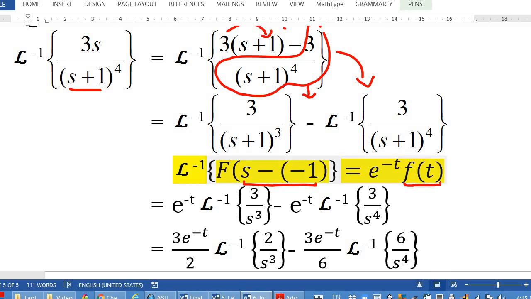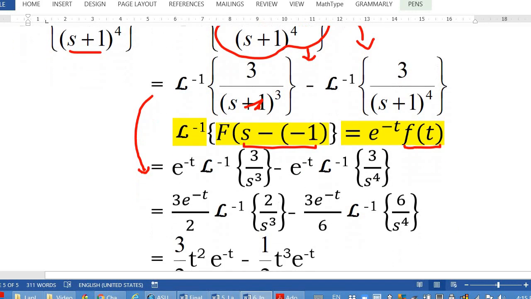To get f(t), it is the inverse Laplace of your F(s). From here you carry on the term e^(-t) f(t). To get f(t) you must do the inverse Laplace of F(s), where s plus 1 just becomes s. So the inverse Laplace of 3 over s cubed. Same thing for the second term: e^(-t) times the inverse Laplace of 3 over s to the power of 4.